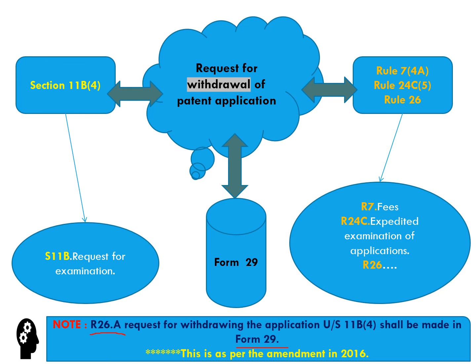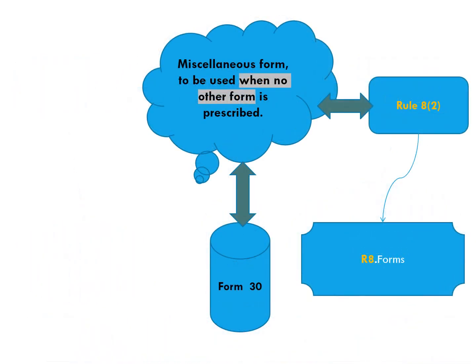Fine. So just remember here the keyword is withdrawal. Remember Form 29, Section 11B and Rules 7, 24C and 26, and the keyword is withdrawal. Withdrawal of patent application. Just remember withdrawal, Form 29. Next we will go to Form 30, and this is the last one. The title is Miscellaneous Form, to be used when no other form is prescribed. If somewhere no form is prescribed, then we can use this form.